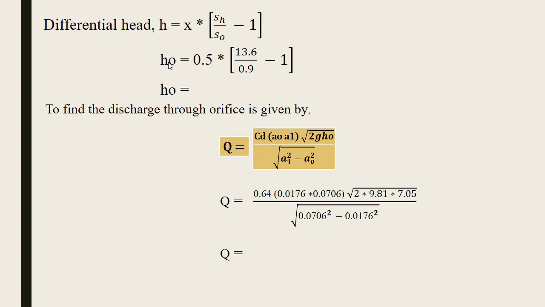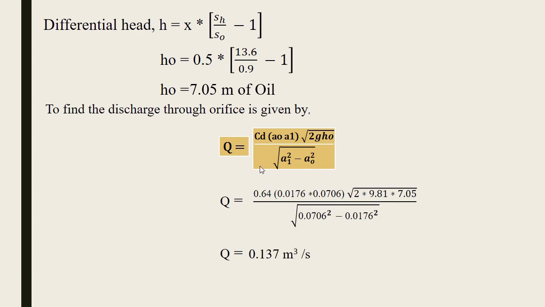H is equal to 0.5 meter, that is the 50 centimeter, into the specific gravity of the mercury, 13.6, divided by SO. SO is the specific gravity of the oil, which is given already. So how much is it going to be? It is going to be 7.05 meter of oil.